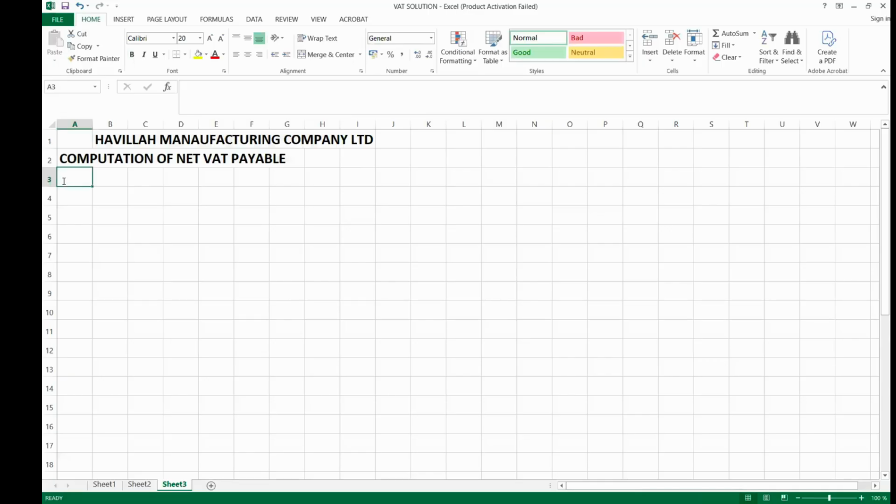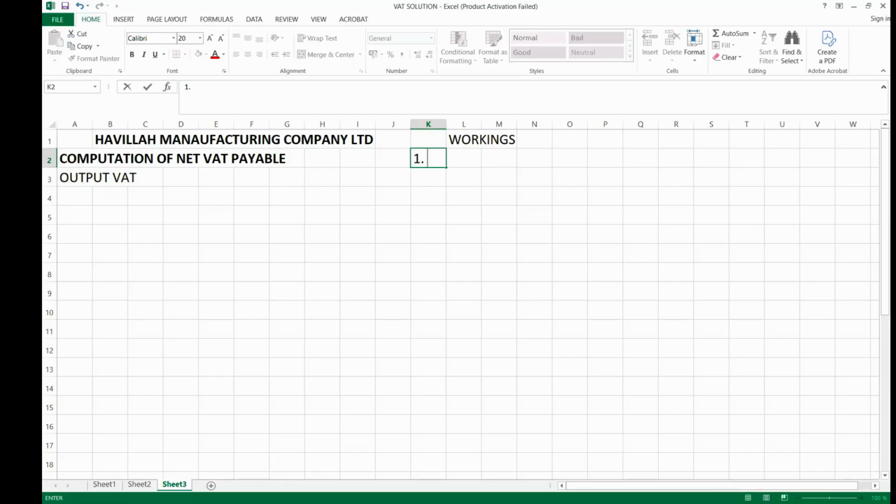So in order to compute, we need our output VAT and our input VAT. This information will lead us to workings. Working one. Output VAT is VAT on what? Who can remind us? Output VAT is VAT on what? Sales. So let us now go back to the question.